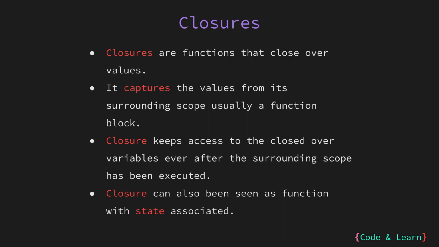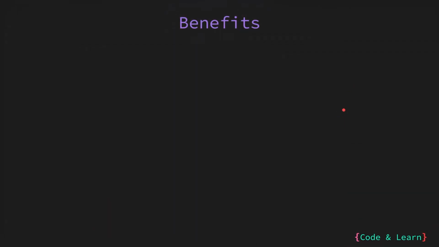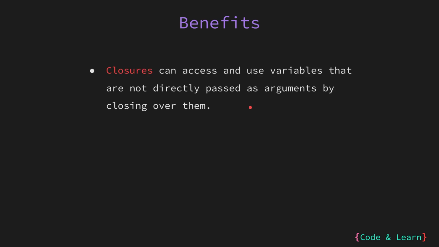Closures effectively allow functions to have an associated state. This is because they can access and modify the variable that they have captured. Each time the closure is called, it can operate on and potentially change the state of those variables. Let's look at some benefits of a closure. Closures have a unique ability to access and manipulate variables from their surrounding environment, even if those variables are not explicitly passed as an argument to the closure. We will see this with an example next.